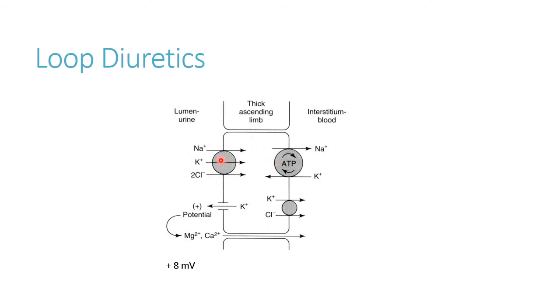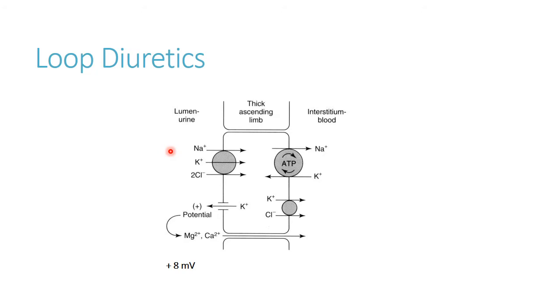So if I block this channel right here, if I'm preventing sodium, potassium, and two chlorides from entering into the cell, basically less sodium is going to be flowing across. We're going to end up keeping more of it here, right? So we're going to have more of it stay within the lumen, and you're going to be able to diurese it out because water is going to flow along with that.